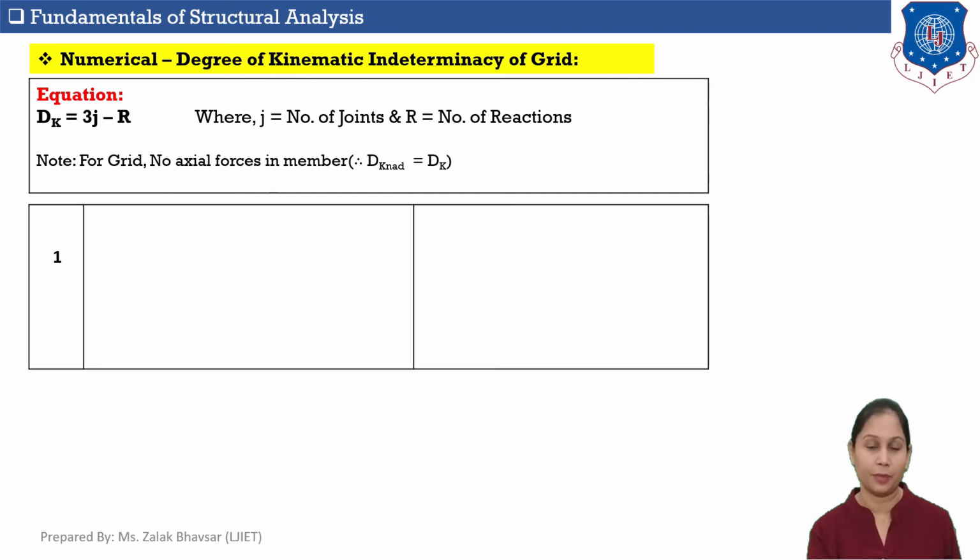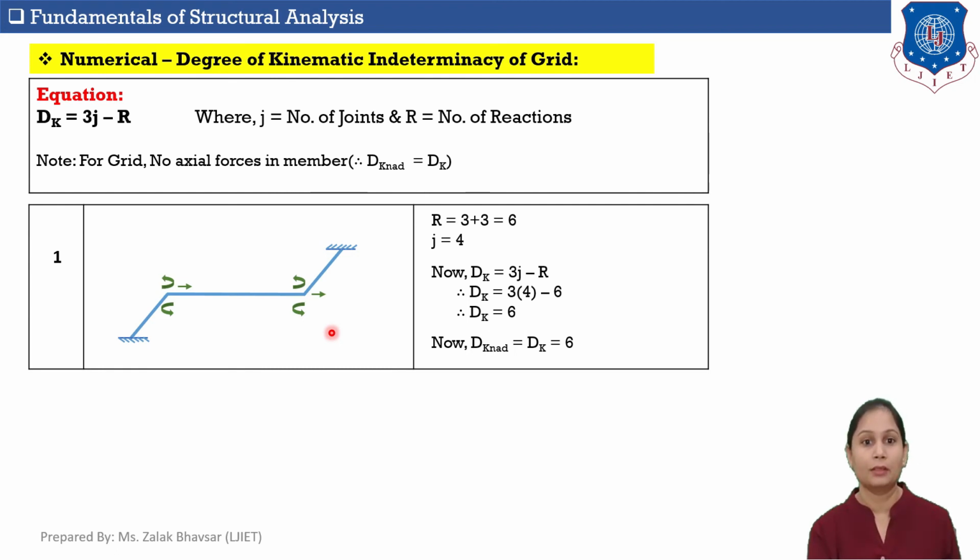Now let's calculate one numerical. So here in the given figure, this is a grid and we need to calculate dk for this given grid. The grid has two fixed supports and at each fixed support total number of reactions will be 3. So total reactions of this given grid will be 3 plus 3, which is 6. Now let's calculate the number of joints. So we start with this joint number 1, 2, 3 and 4. So j is equal to 4.